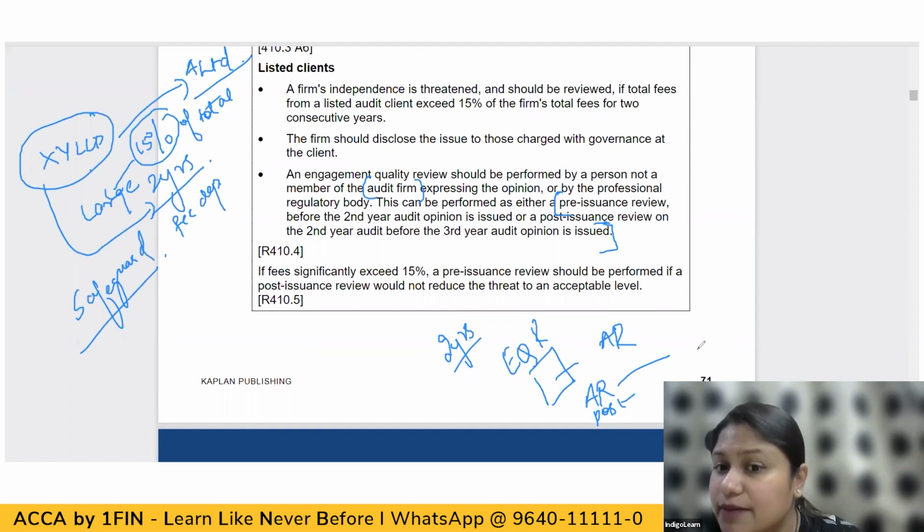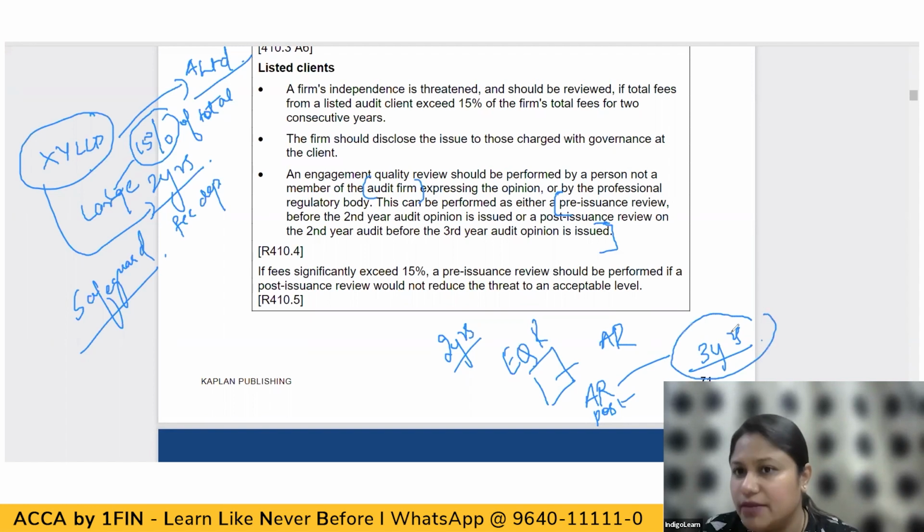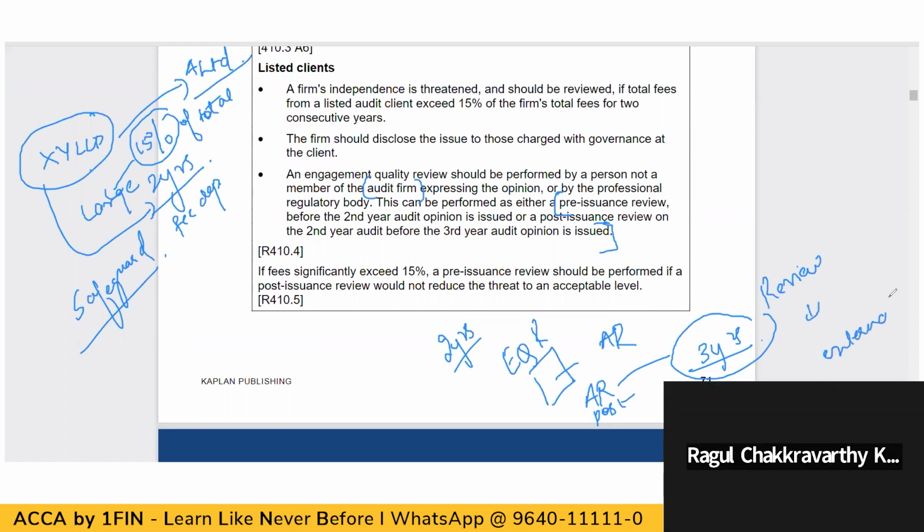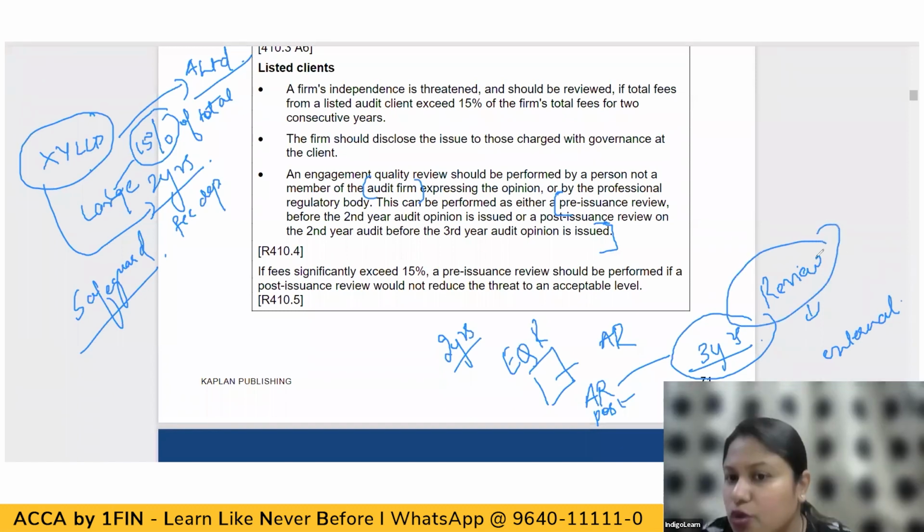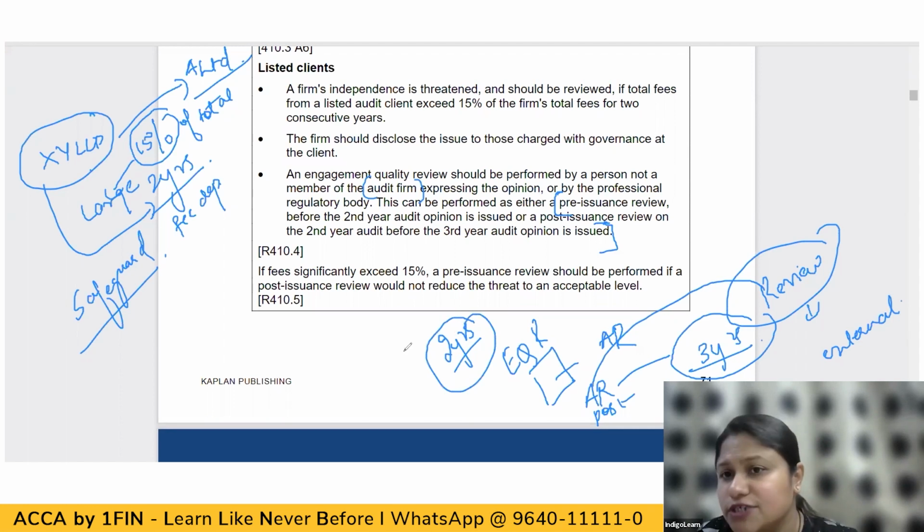But it has to be done compulsorily before you give the audit report of the 3rd year. That means the third year audit you can actually do only when this review is completed. The review will happen from whom? External party. Yes. There are two options for the review. One is that you do it pre-issuance, that is before the second year report is given. Or you have another option to do it after the second year report is given. But in any way, you cannot give the third year audit report without doing the review.